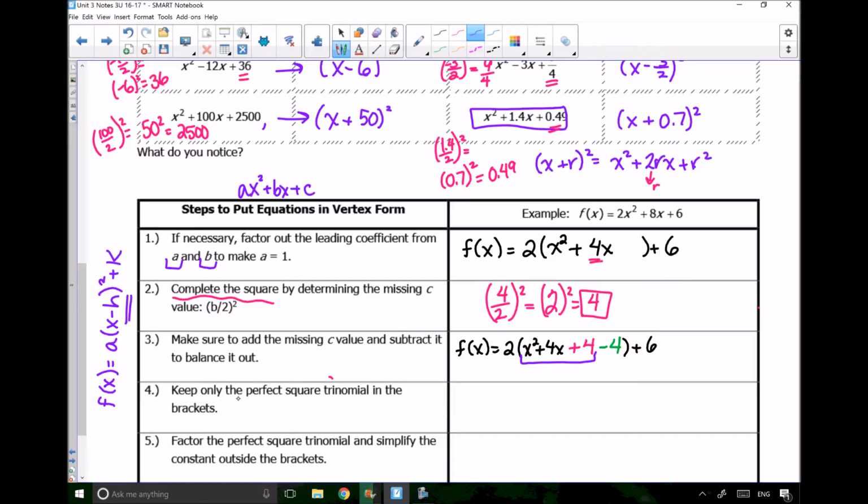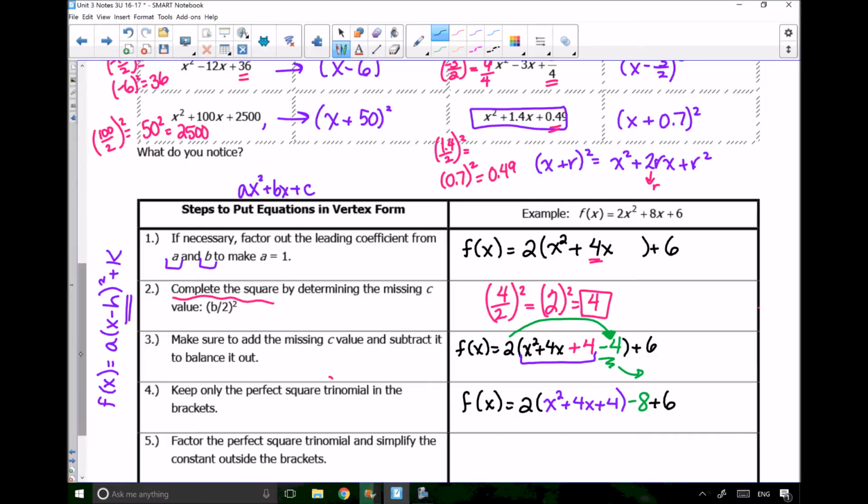So step 4 says keep only the perfect square trinomial in the brackets. So I'm going to say f of x is equal to 2, and then in my brackets, I'm only going to have this x squared plus 4x plus 4 inside my brackets, which means that I want to get rid of this minus 4 from inside of my brackets. Well, I'm distributing the 2 through right here. So I'm going to redistribute the 2 through just to the negative 4 because I want this guy out. So 2 times negative 4 is negative 8, and then I'm just going to copy down the plus 6.